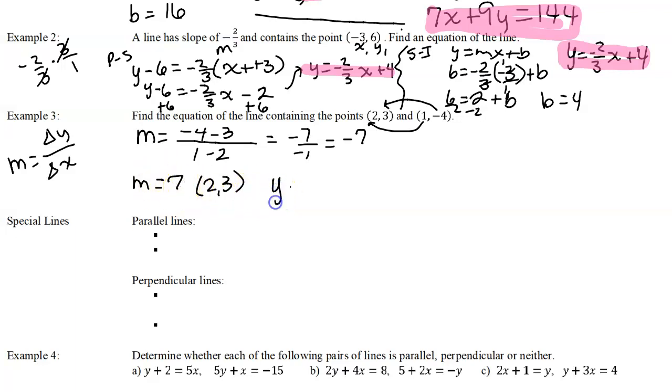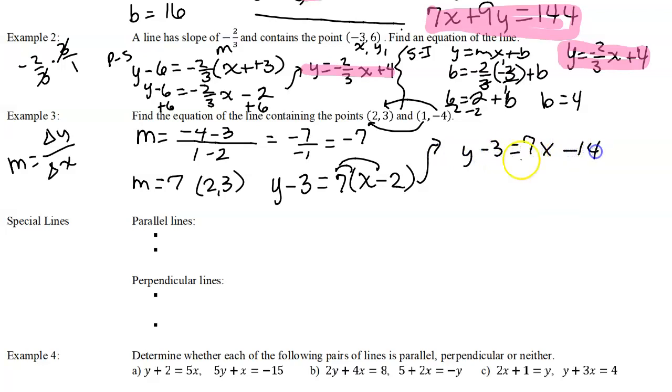So we're going to do y minus our y sub 1, which is 3, equals our slope times x minus our x sub 1, which is 2, and we'll multiply. And so I'm just going to bring this math up here. So we have y minus 3 equals 7x minus 14. Add 3 to both sides to isolate y, so it's in function form, y = 7x minus 11. So your y-intercept is -11.